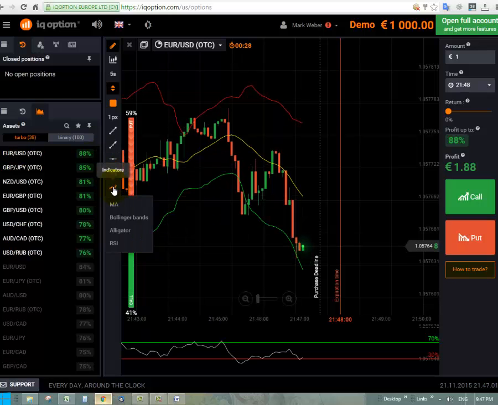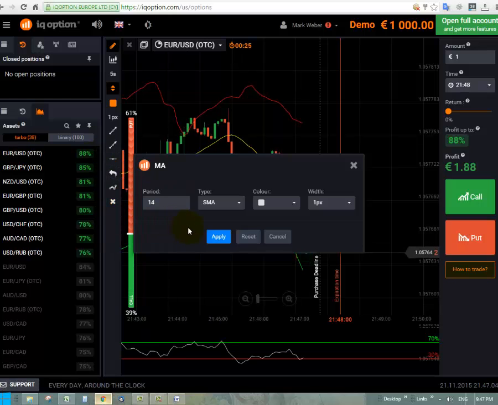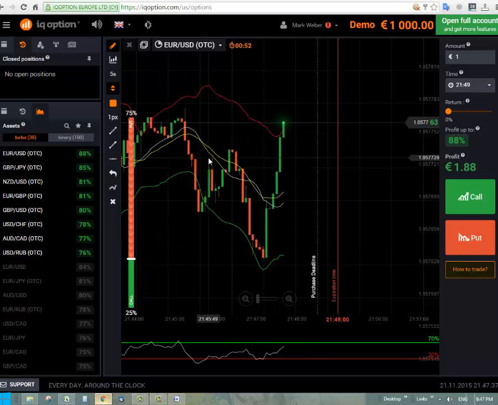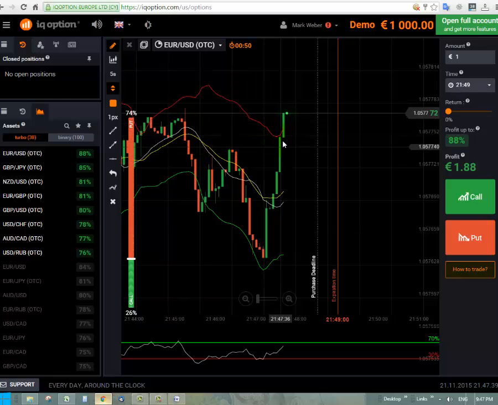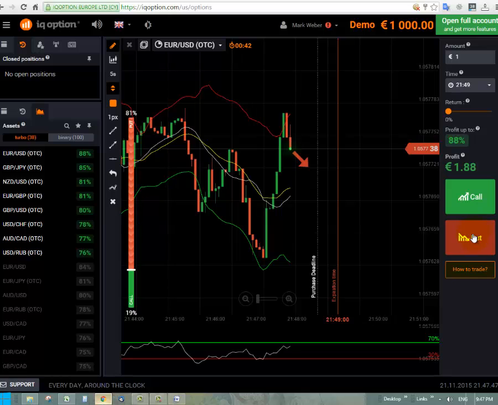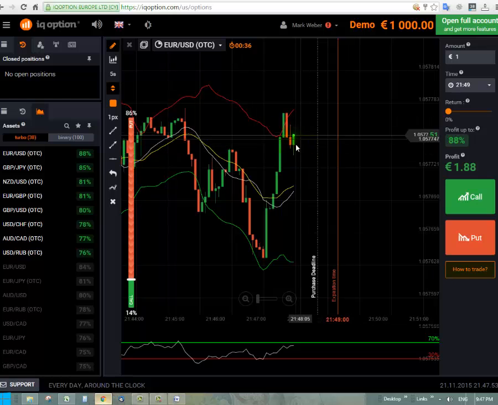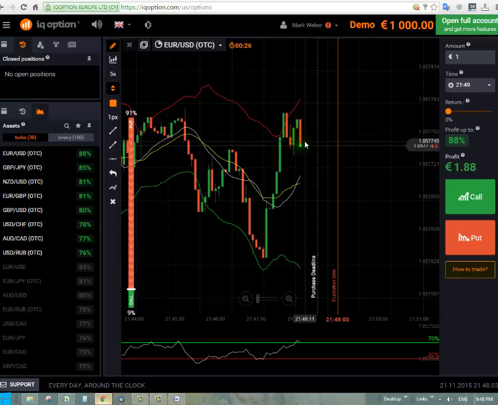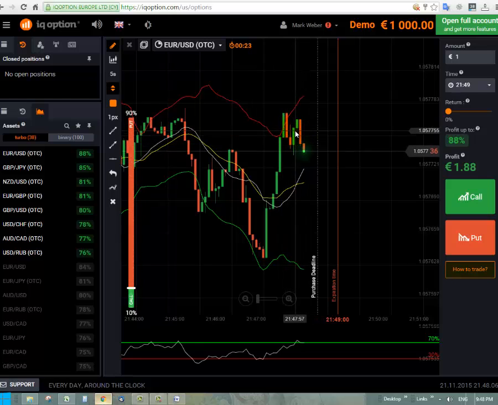The next indicator we will use is the moving average. The moving average now is the white line. So our strategy is, when the price of the asset hits the upper line, then we make a put on €1. And if the price of the asset hits the bottom line, then we make a call again for €1. So let us see it in action.